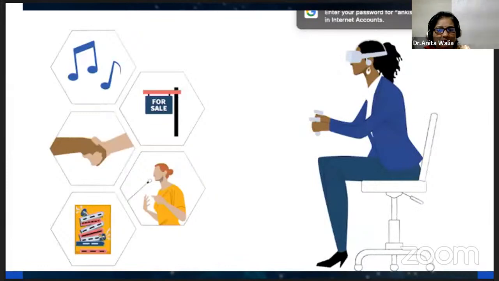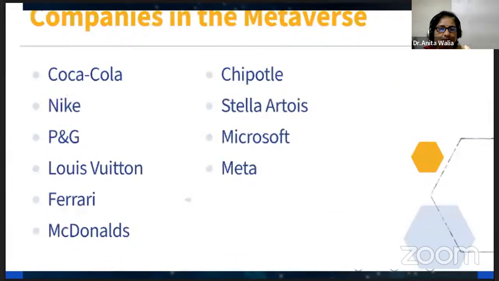Some of the world's biggest brands are already using the metaverse, or they're creating themselves, established in the space of metaverse, like Coca-Cola, Nike, P&G, Louis Vuitton, Ferrari, McDonald's, Stella, Microsoft, Accenture. JP Morgan Chase has also used the metaverse to create their claim. That's a finance company, but they are also using it.